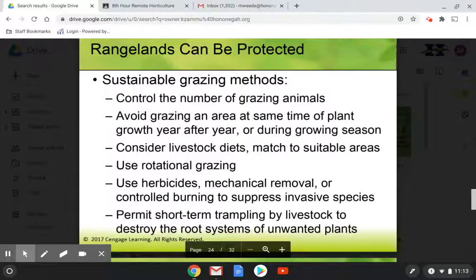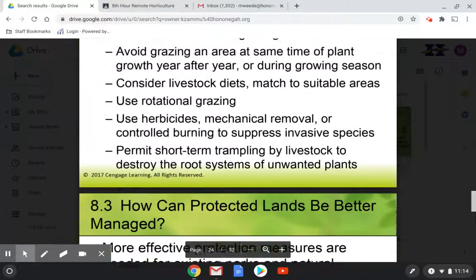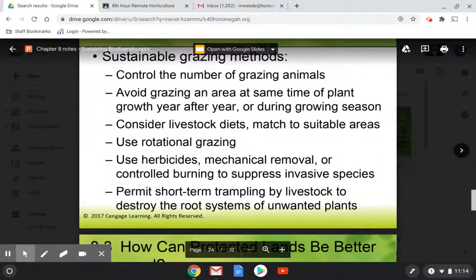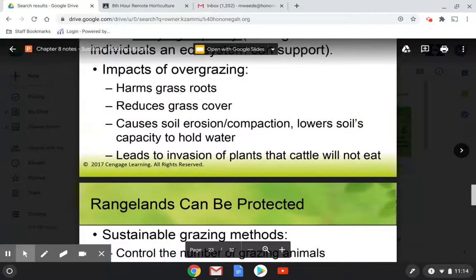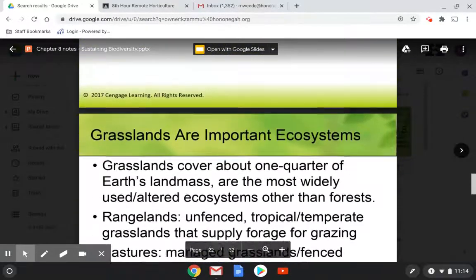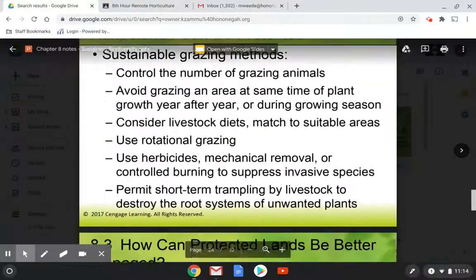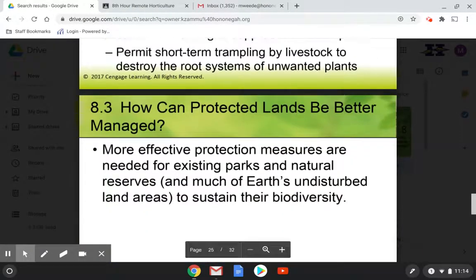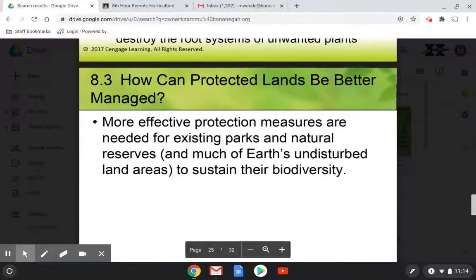So again, we can control the areas in which the livestock are in. They're not destroying the grass. They're not killing the grass by trampling or essentially stepping on them. So again, these are just different ways in which we can protect our rangelands, our grasslands. And essentially, it's just being smart about it. We don't overgraze. We come up with different methods in order to sustain what we have.